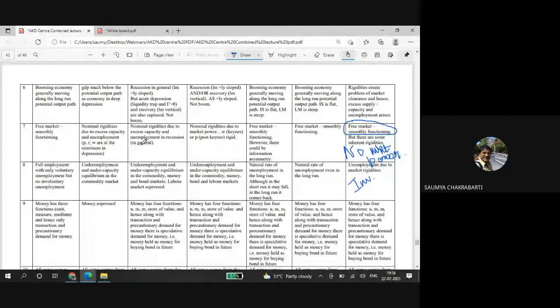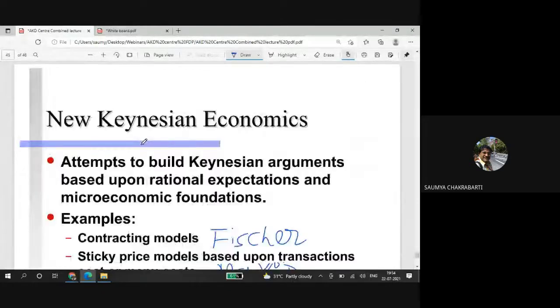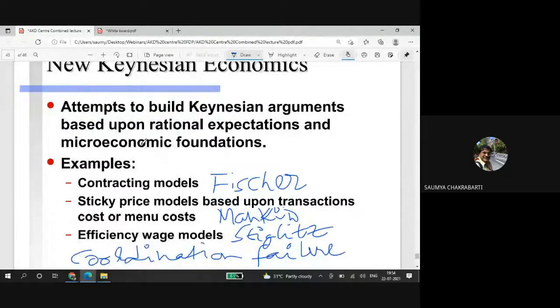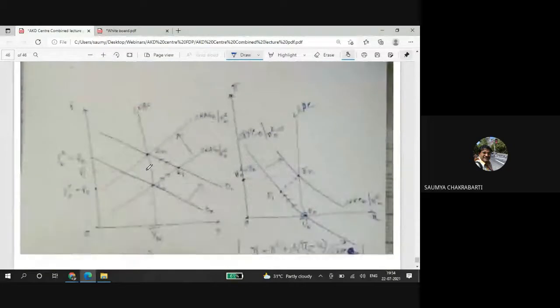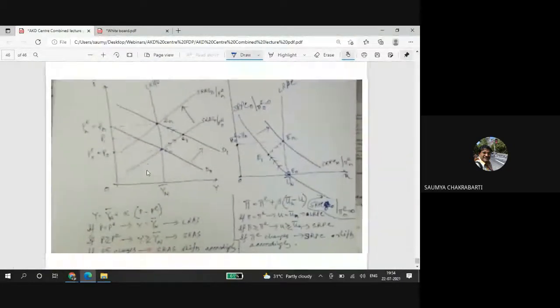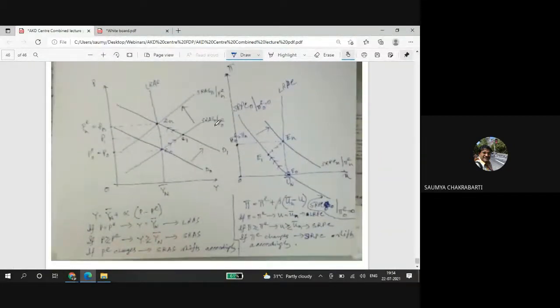These I have discussed, and then the new Keynesians, the attempts to rebuild Keynesian arguments based upon rational expectations and microeconomic foundations. And then we discussed Fischer's model, Mankiw, Stiglitz, coordination failure, etc. And for them, once again, the aggregate supply curve will be horizontal, and this aggregate supply curve is also possible when money wage is rigid, and when that is the case, the staggered wage model.